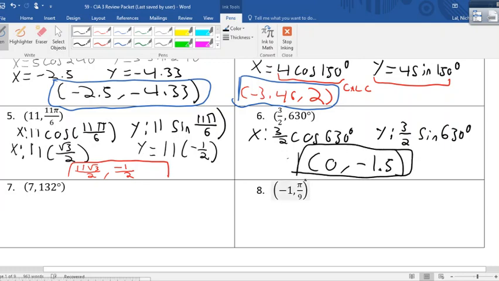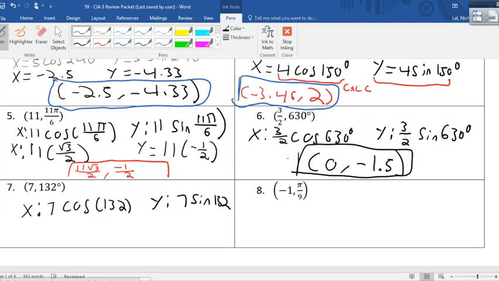All right. For 7, we're going to do the last two before we move on to the next video. For 7, we have 7, 132. So we are going to have an x value of 7 times the cosine of 132, and a y value of 7 times the sine of 132.